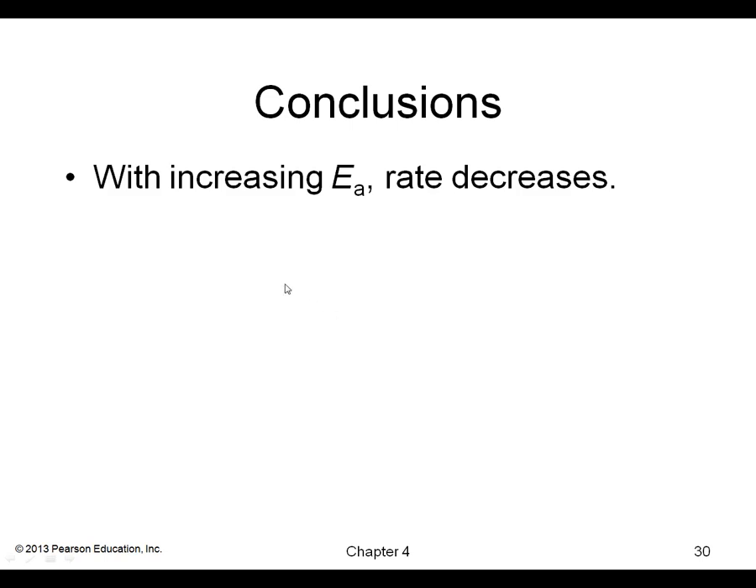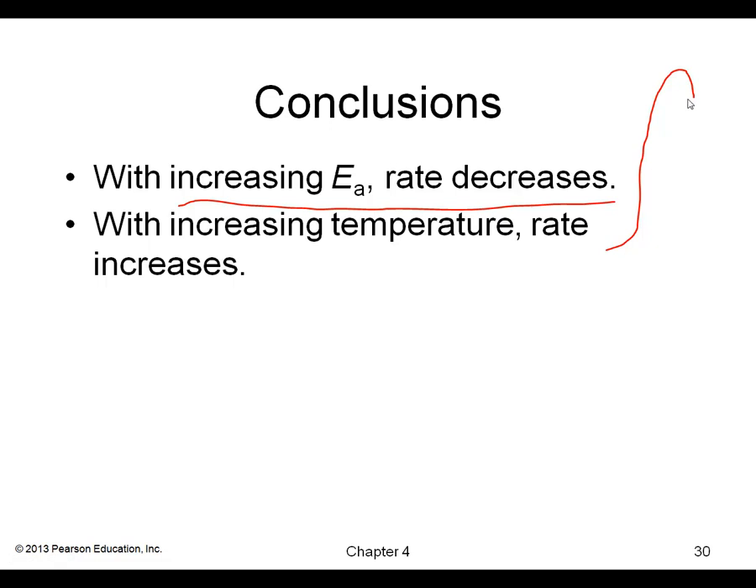So what are some conclusions? With increasing activation energy, my rate decreases, because I have a larger hill to get over. With increasing temperature, my rate increases. You can always view temperature as the gas pedal to get over this hill. If I have more gas, or I'm pressing the pedal down a lot harder, it enables me to get over that hill a lot faster.